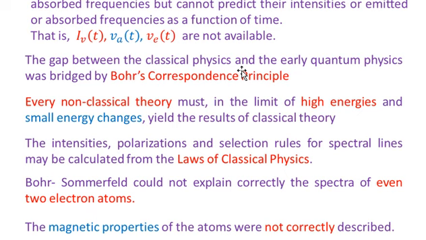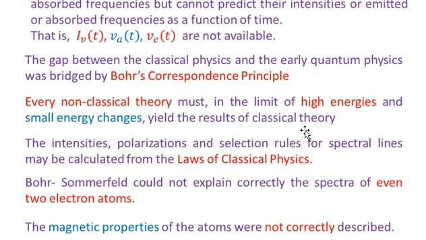The gap between classical physics and the early quantum physics was bridged by Bohr's correspondence principle. It is Bohr's correspondence principle that combines the two theories, the classical theory and the quantum theory. Under what conditions are these two theories combined? Let's see. Every non-classical theory must, in the limit of high energies and small energy changes, yield the result of the classical theory.